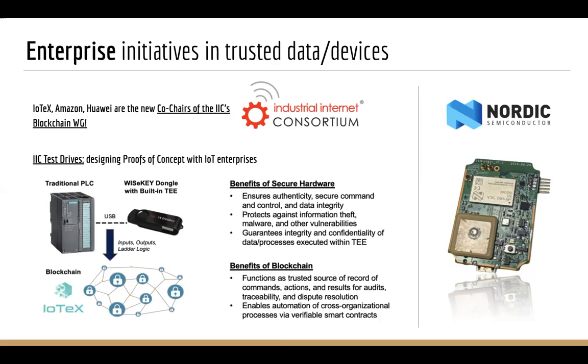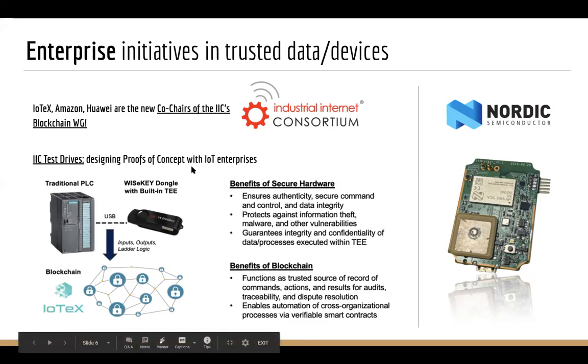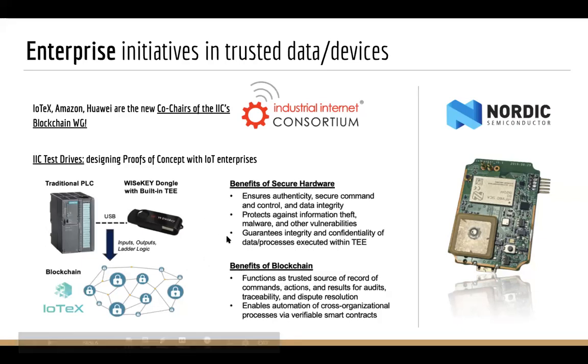So what I've listed here on the bottom, IIC has a great program. It's called the Test Drives program. It's designing different proofs of concept with IoT enterprises. So that's something we're currently working on right now. This use case you see on the bottom is something we're working to stand up as a test drive. It's called proof of process, basically using secure hardware and blockchain to not only prove the output of a process, but also to prove that the process itself was executed correctly.